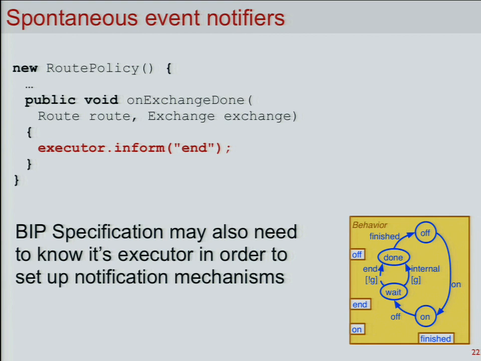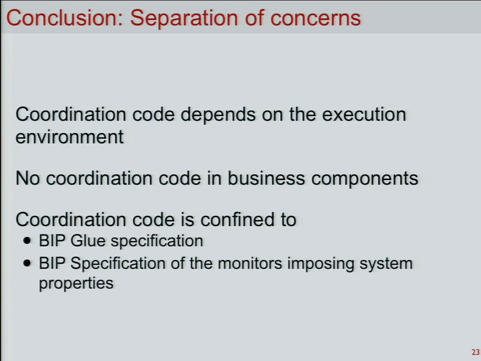So it's not just that the executor knows about the specification, but also the specification about the executor if you need spontaneous transitions. Okay, so, conclusions. We really want to separate coordination from the code. Coordination is done with the connectors, and this is done separately. It's not in the code, it is in a separate coordination specification. This is something that, for example, an administrator may want to do.